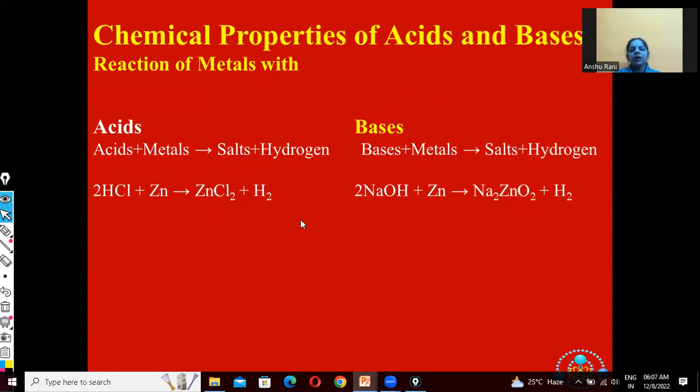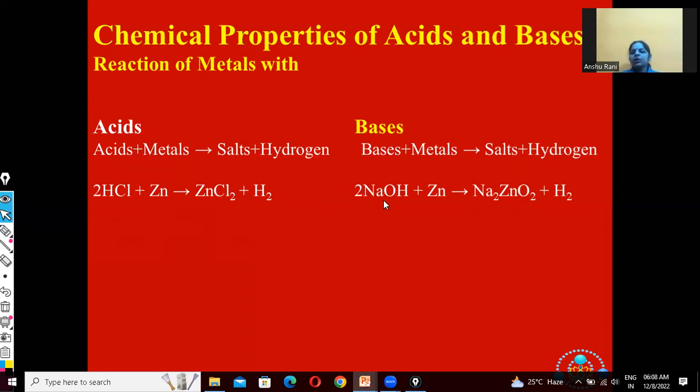Then we have chemical reactions of acids and bases. When acids react with metals, like when you take zinc granules and add HCl to it, it gives zinc chloride plus hydrogen. Hydrogen gas starts coming out, and when you bring a burning matchstick near the mouth of the test tube, it burns with a popping sound. If you want to see this activity, you can go to our channel and find the video of the popping sound, where you can see the burning in the reaction of zinc with HCl.